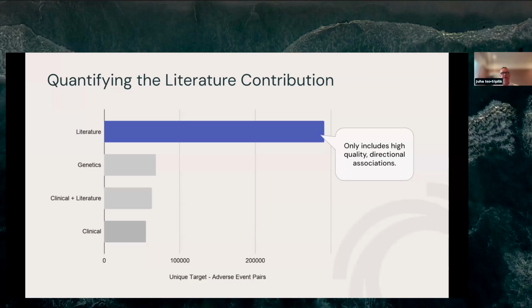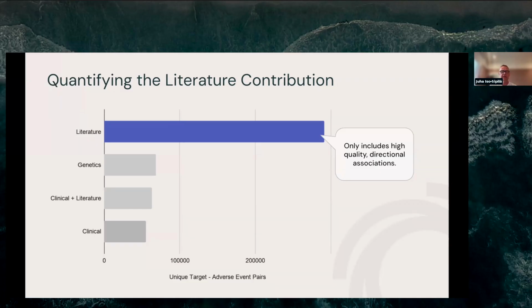And we think that this is very important. As you can see, these are only the directional associations where we know that a specific modulation has a very concrete effect on an adverse event. There are more of those general associations where the direction isn't as clear.